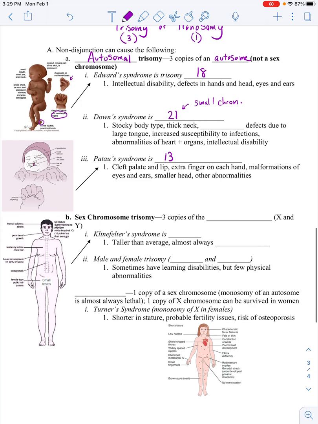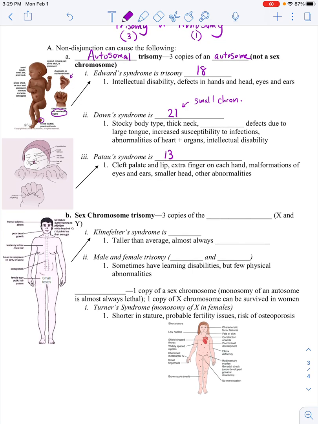Finally, the last trisomy is Patau's syndrome, which is trisomy 13. These children will often have a cleft palate, polydactyly, which means they have an extra finger on their hands, malformations of eyes and ears, a smaller head, also intellectual disability. And again, these children possibly are not living very long lives because of their disability.